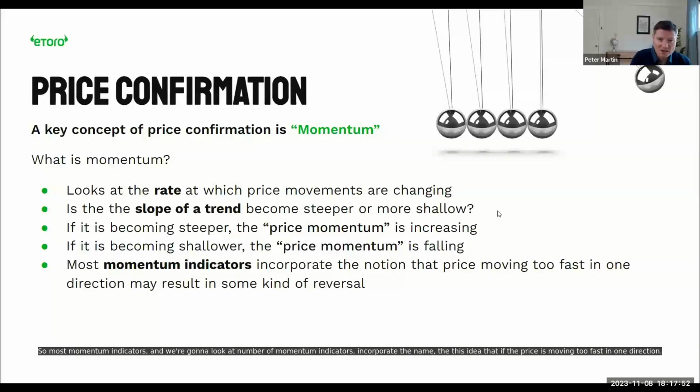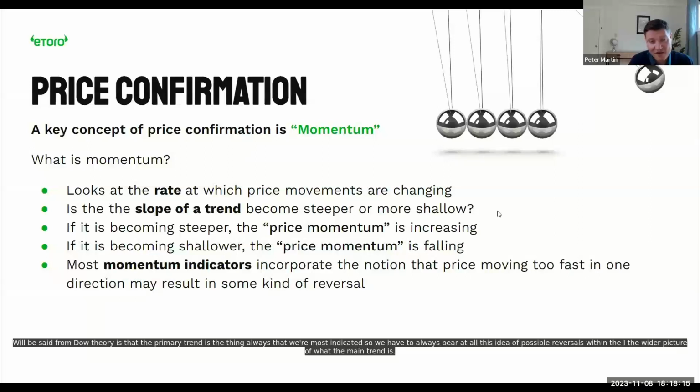Most momentum indicators, and we're going to look at a number of them, incorporate this idea that if the price is moving too fast in one direction, it might mean that some kind of reversal is on the cards. We do need to be really careful with this, though, because we have to bear in mind what we said from Dow theory: the primary trend is always the thing we're most interested in. So we always have to consider possible reversals within the wider picture of what the main trend is doing.